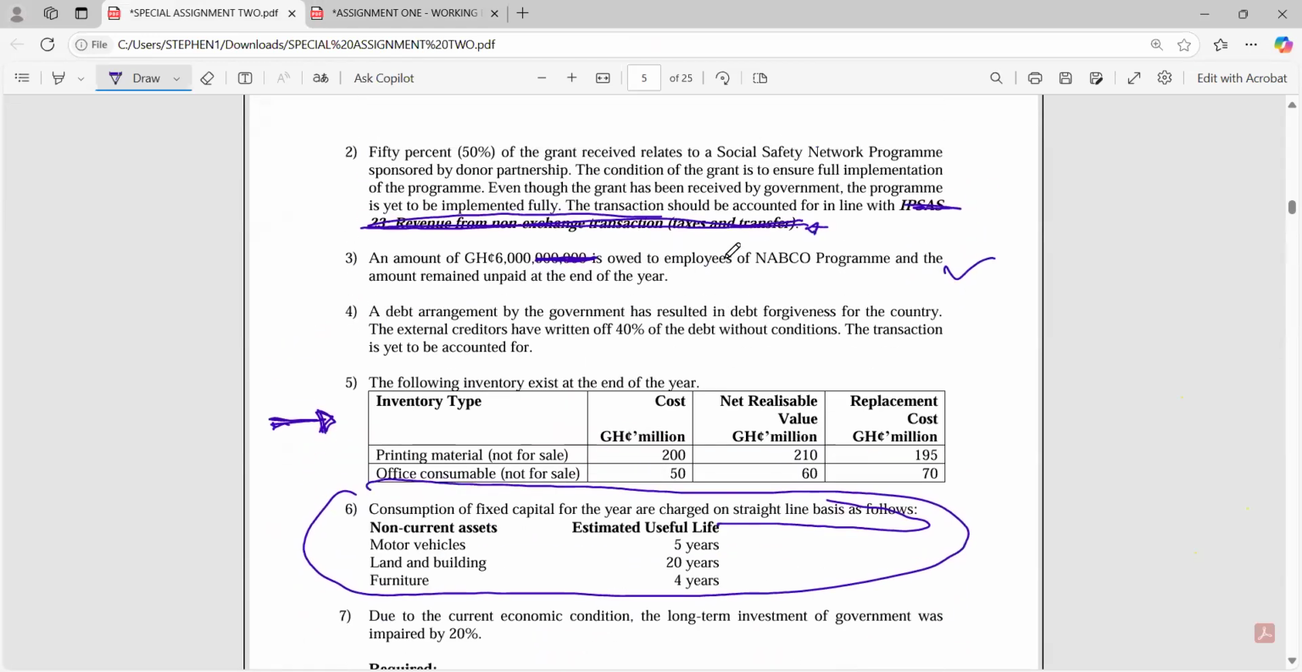Perfect. Let's proceed. A debt arrangement by the government has resulted in debt forgiveness for the country. You see, debt forgiveness. Once you have been my student before, you know how to treat debt forgiveness. You are owing somebody and the person tells you, oh, I will not take the money again. It's the same as if you have received the money and you have used the money to pay the debt. If you are owing me class fees of 450 cedis and I tell you I will not take it again, take it free. It's the same as I have dashed you the money.